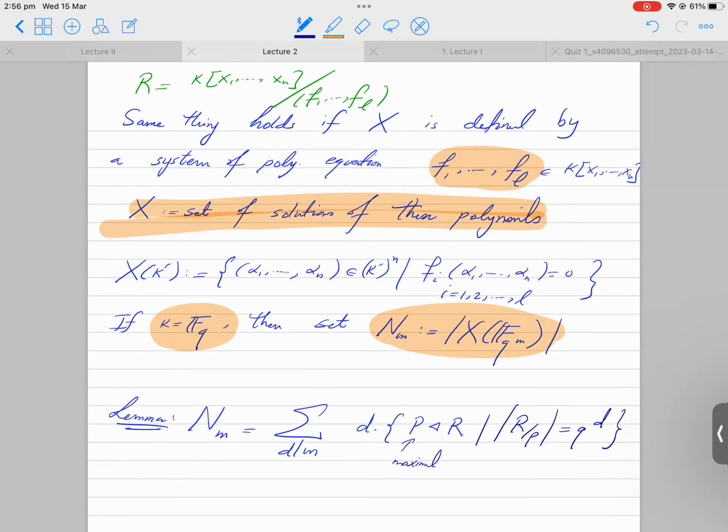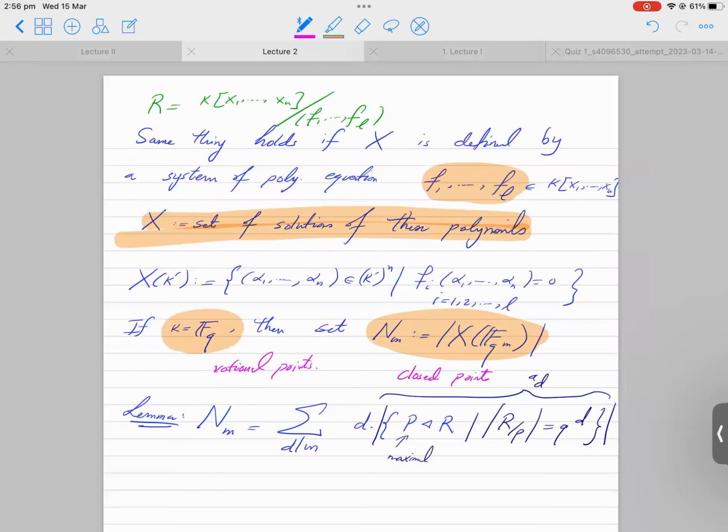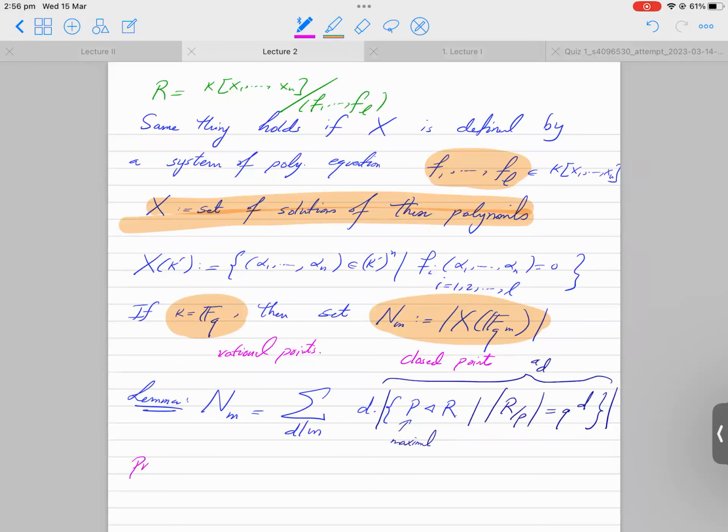Let me put here, this absolute value means the number. So let's call this A_d. This side has to do with closed points, with maximal ideals, or in other words, closed points. This side has to do with the rational points, okay? This lemma is actually very easy once you understand what the statement is. So, proof: very easy.